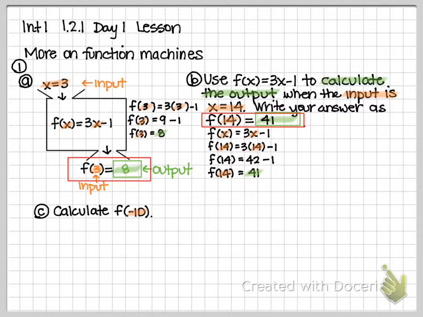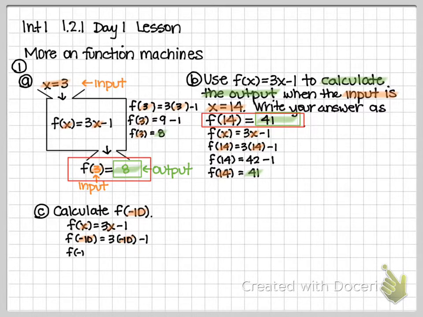So we're going to take that function of f of x is equal to 3x minus 1, and we're going to plug in that negative 10 for all of our x's. So everywhere I see an x, I'm going to use parentheses to plug in my value. Use parentheses, that's a key. So inside all of those, I'm going to plug in the negative 10.